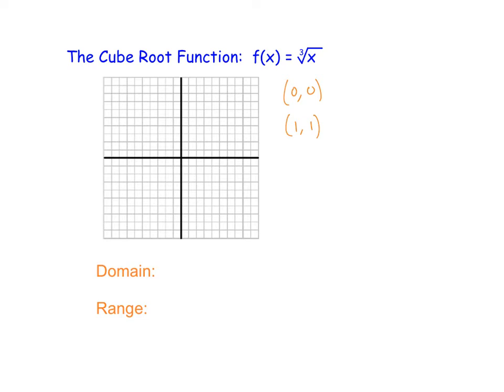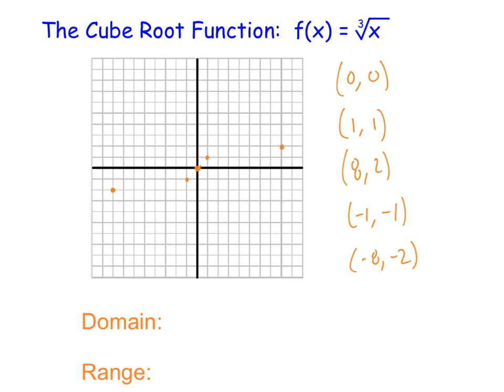So 8 is cube rootable easily. The cube root of 8 is 2. And in the same way, we can't square root negatives, but we can cube root negatives, because the cube root of -1 is -1. -1 times -1 times -1 is -1, so that means it has a cube root. And in the same way, -8 has a cube root and it's -2. So 0, 0, 1, 1, 8, 2, and then -1, -1, and -8, -2.